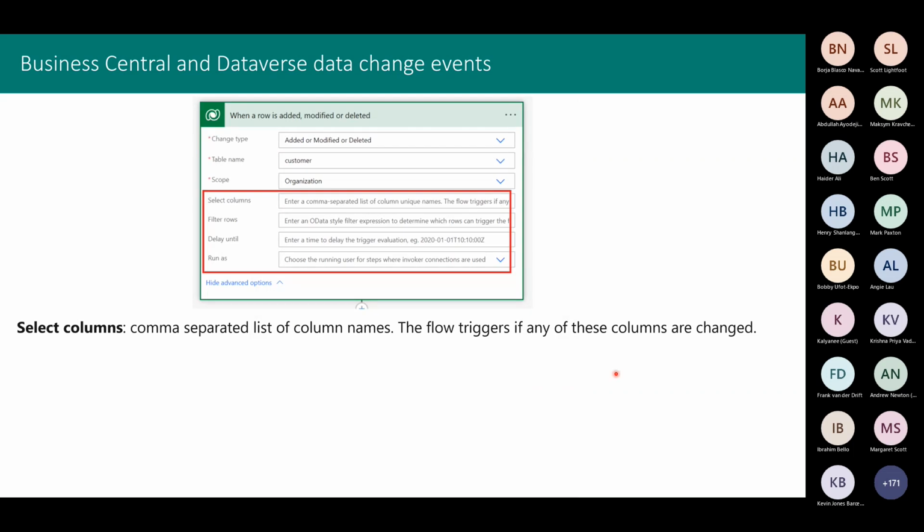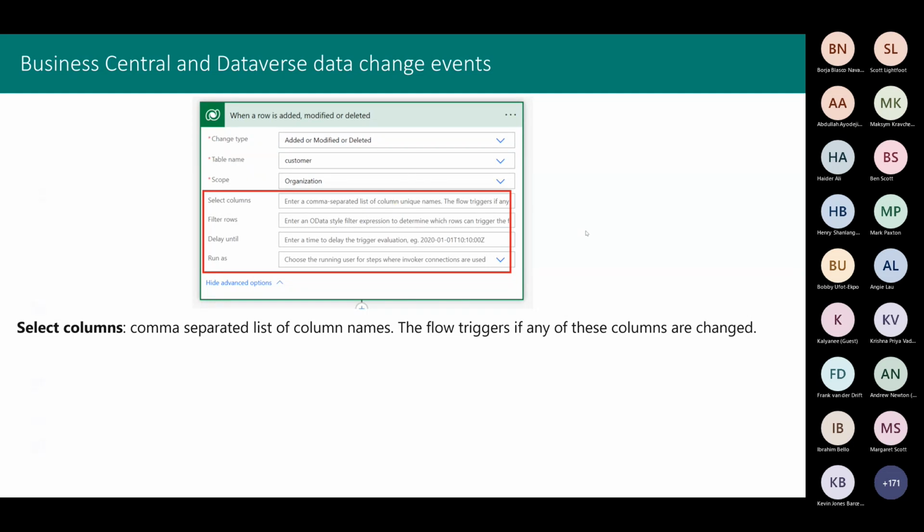This action is also important because it permits you to specify, for example, what columns are needed in order to react. So, for example, when someone adds or modifies or deletes a customer, I don't want to react to a modification of every field, but I can specify here the list of fields, comma separated, that can be considered if I want to trigger the flow.